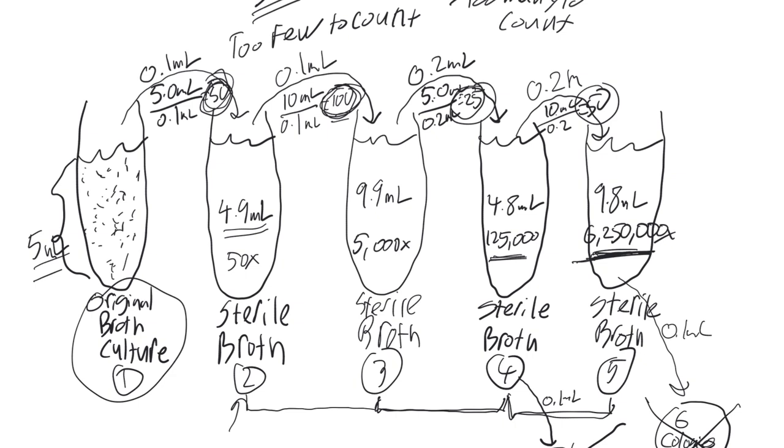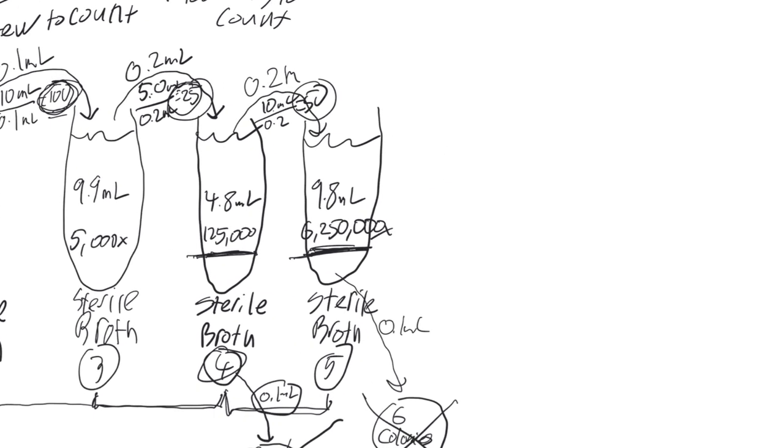So the 125 colonies on that plate came from a 0.1 milliliter aliquot from tube 4, which was 125,000 times more diluted than our original culture. I've got all the numbers that I need right now to work out my calculation. So let's do that. All right.